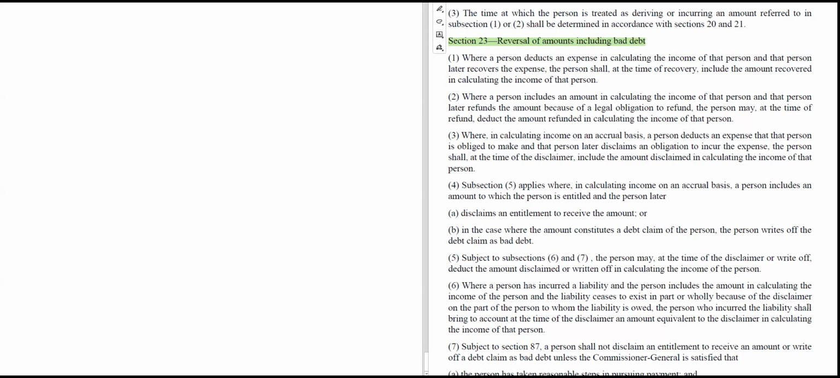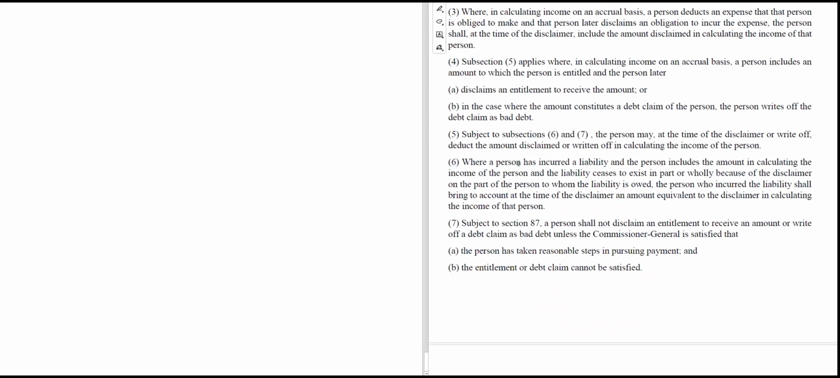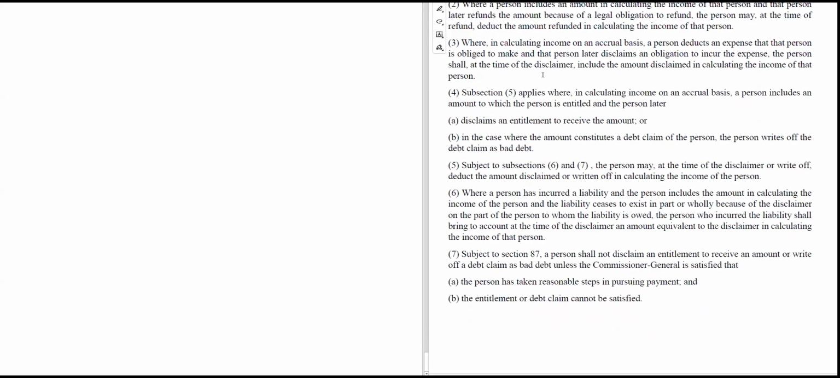Yes. That is it. These rules, when you read them, don't make sense. I'm just summarizing it for you. Now, this one says what? Subject to subsections 6 and 7, the person may, at the time of the disclaimer or write-off, deduct the amount disclaimed or written off in calculating the income of the person.